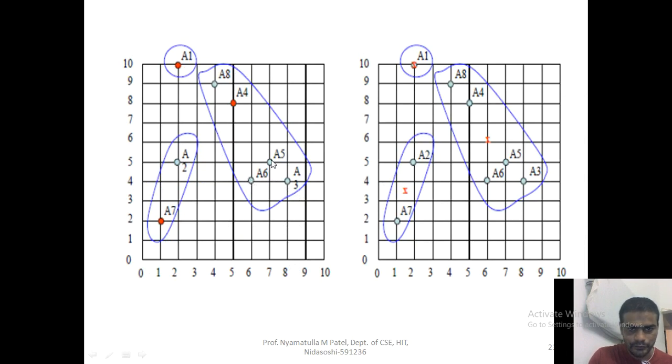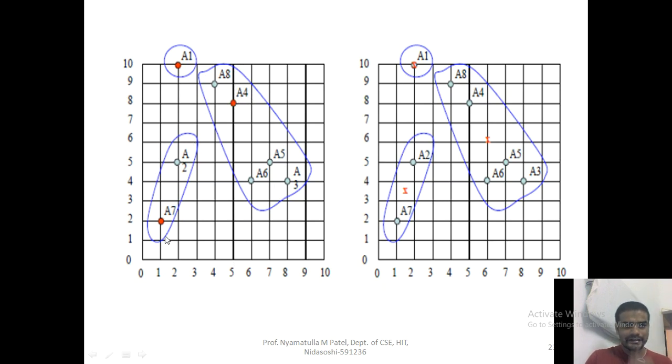What is A6? 6, 4. What is A5? 7, 5. What is A4? 5, 8. What is A8? 4, 9. So out of this, which is a centroid? A4 is a centroid. So this is red mark.